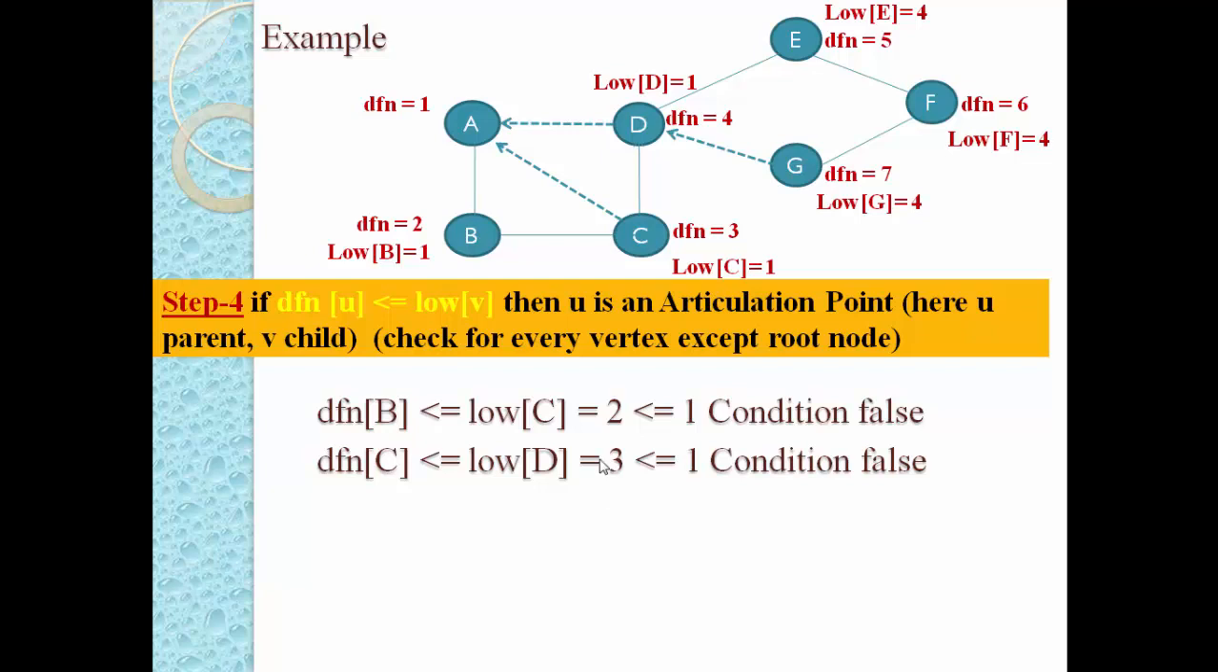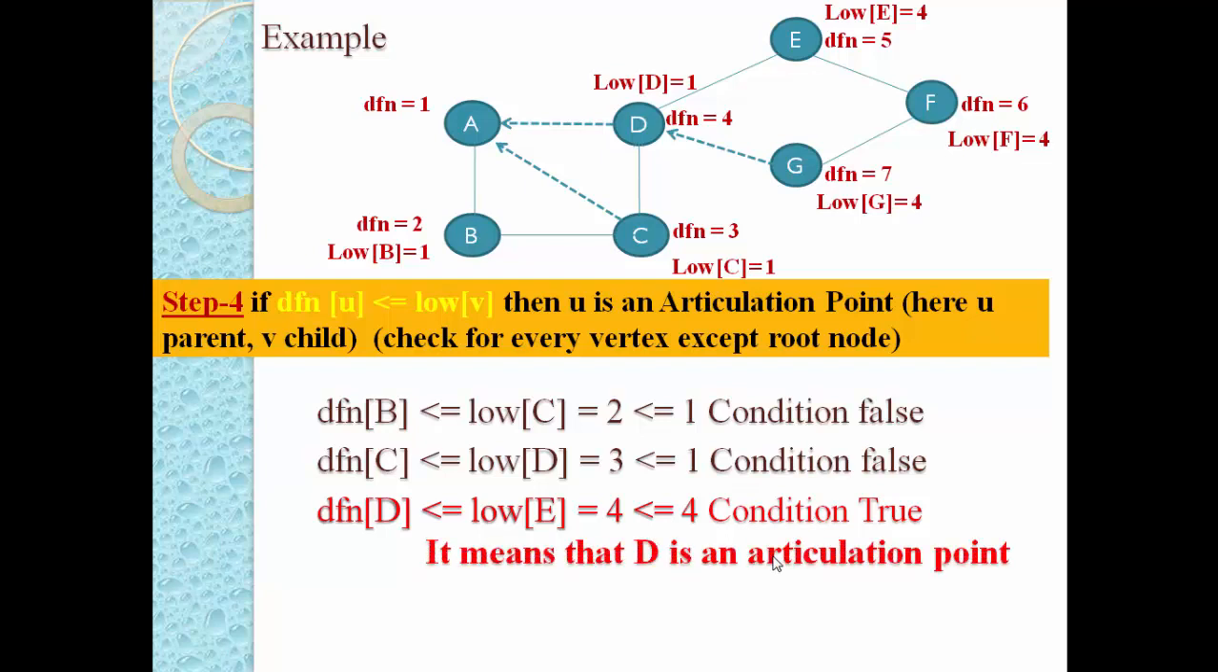Then check for the next pair, that is D and E. Here D is the parent node and E is the child node. So DFN of D less than or equal to low of E. Here DFN of D is equal to 4 and low of E is equal to 4. So 4 is less than or equal to 4. So 4 is equal to 4, the condition is true. It means that our D is an articulation point.